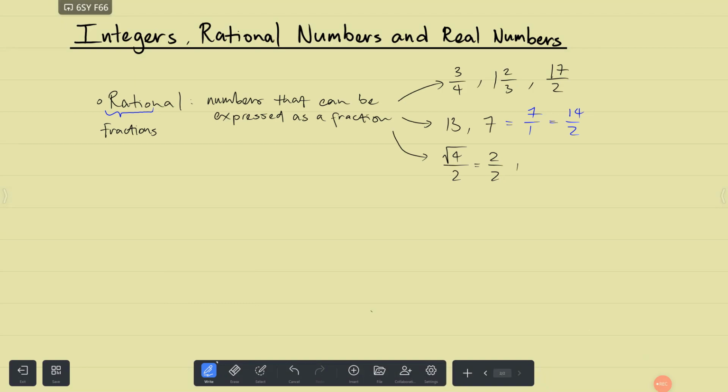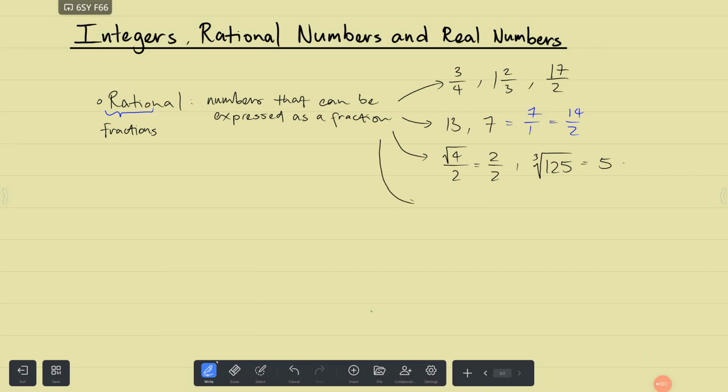So even things like cube root 125, we will consider this as a rational number, because if you cube root 125, you get 5, which itself is a whole number or an integer, which we know is rational already. You might think, hold on, wait a minute.